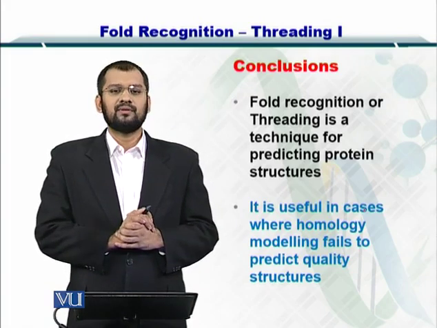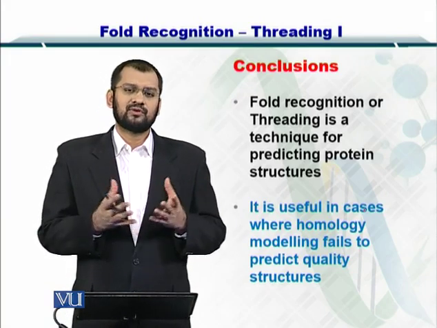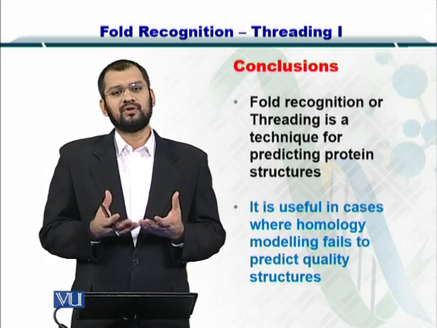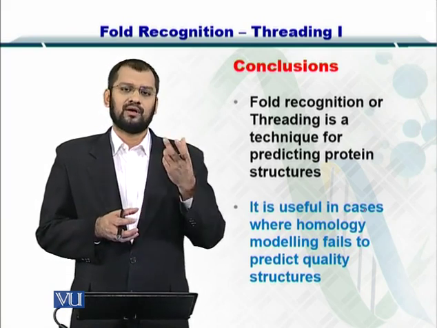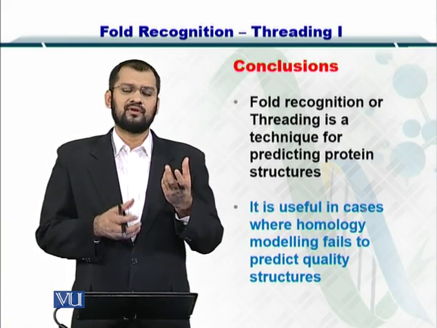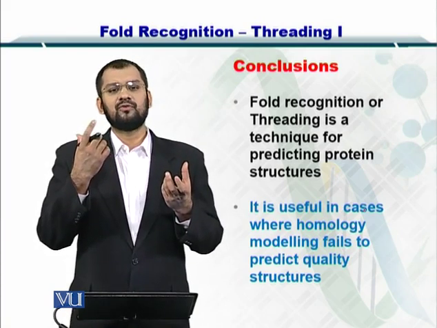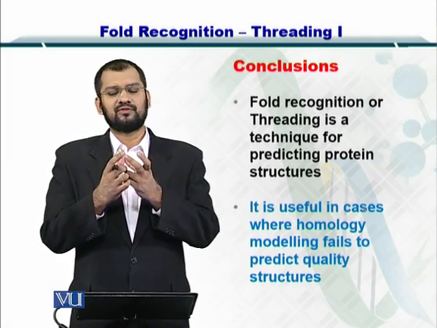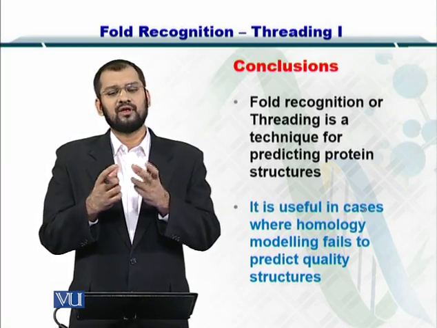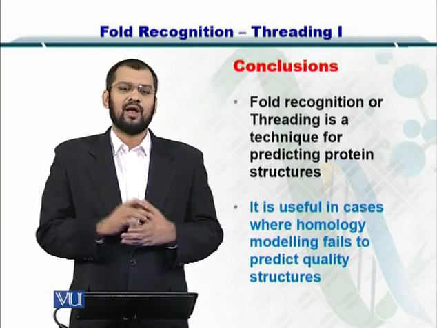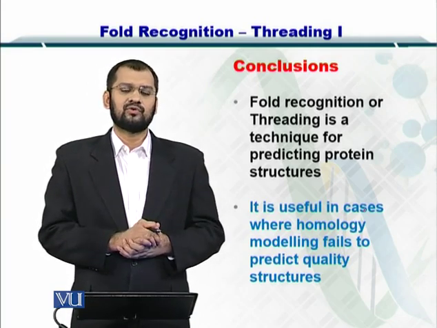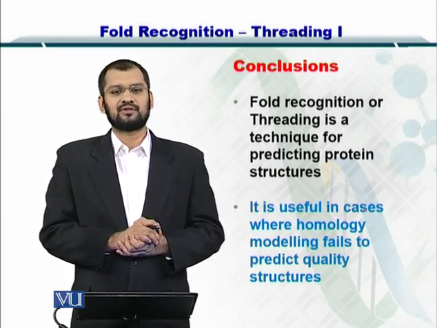In conclusion, fold prediction or threading is simply a protein structure prediction strategy in which we try to compare a sequence with the sequences of different folds. If the two sequences are close, if they're homologous, then we try to see if the sequence can also form that fold. And by creating a combination of those folds, we can arrive at the tertiary structure of the protein.